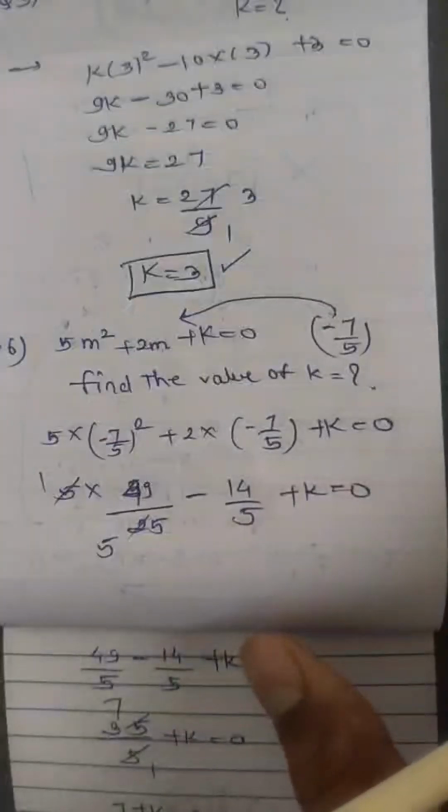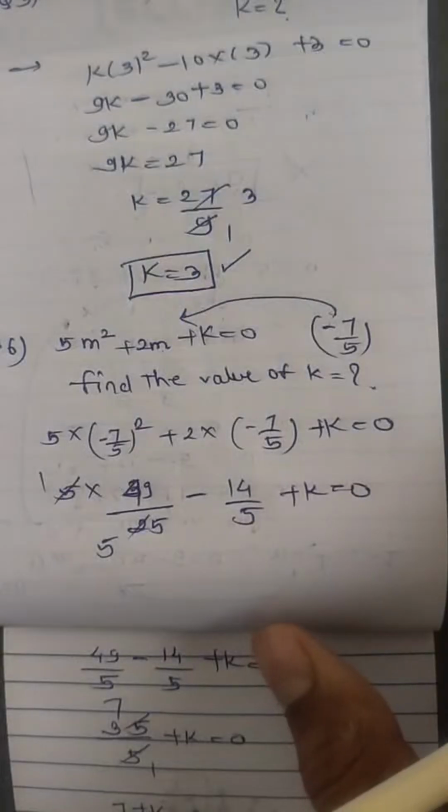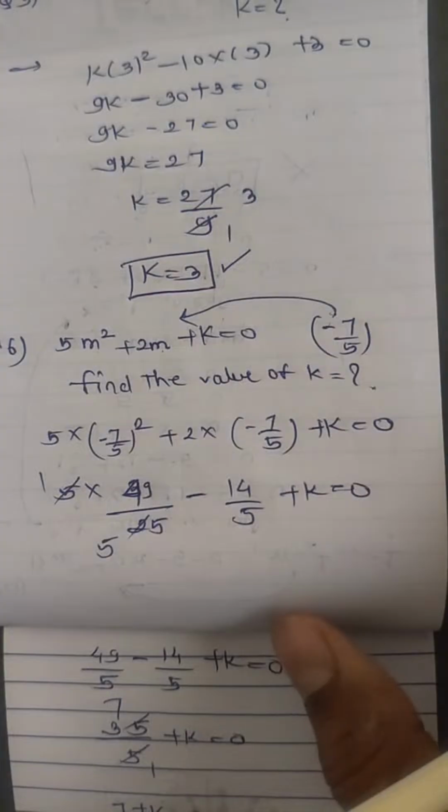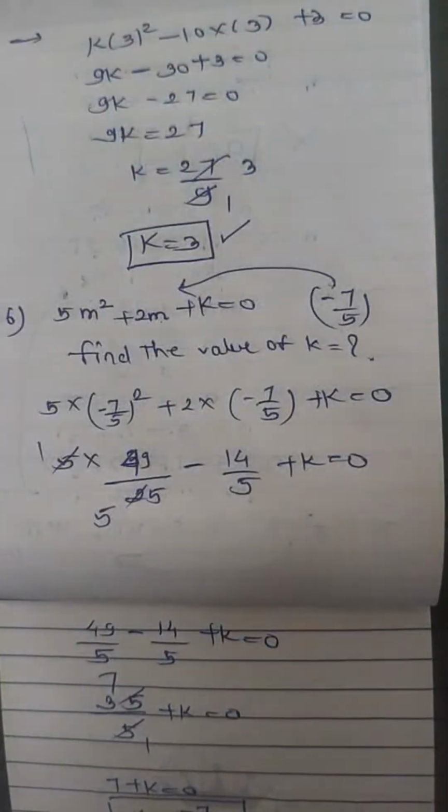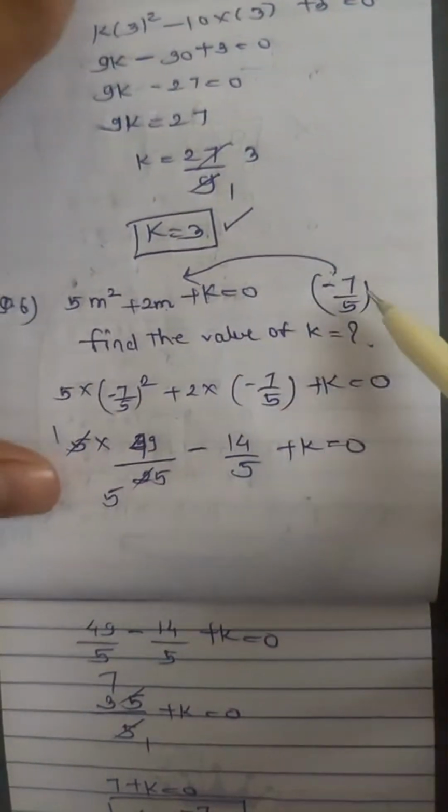Question number 6 is given that one of the roots of the equation 5m square plus 2m plus k is equal to 0 is minus 7 upon 5. So complete the following activity to find the value of k. We have been given the activity, that is the empty boxes here, and we have to fill them in. To find the value of k, we have been given one of the roots.